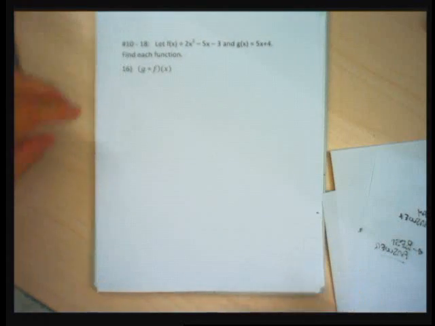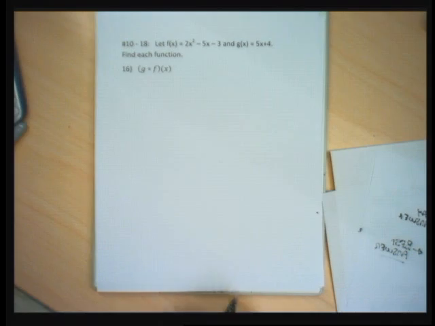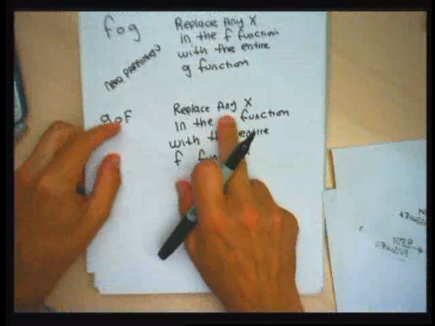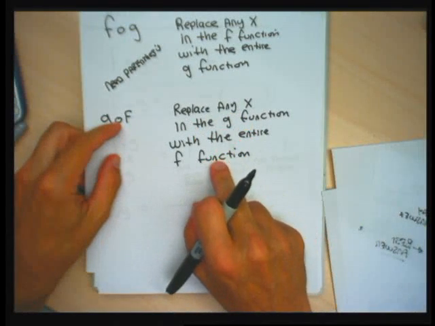16 is a composition. It's a g composed with f. This is the easier version. To do g composed with f, I replace any x in the g function with the entire f function.